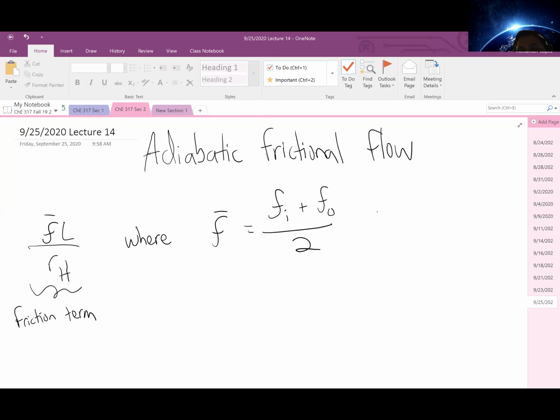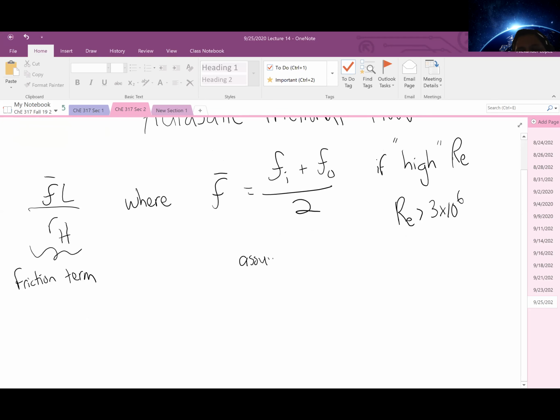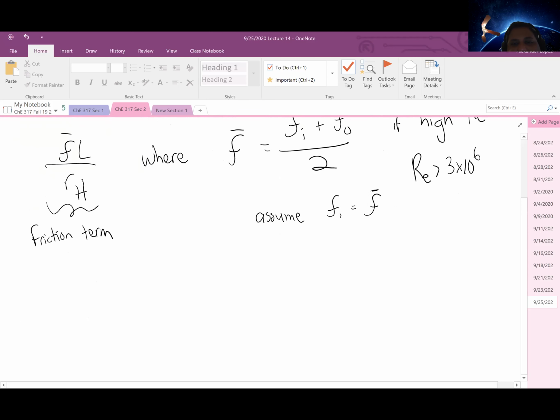Now, keeping in mind, if the Reynolds number is high, I would say probably Reynolds number greater than 3 times 10 to the 6 is probably a safe point, you can assume your N is F bar, because at that point you're at that region where your friction factor is going to largely level off. And you don't have to worry about variations too much with respect to velocity.